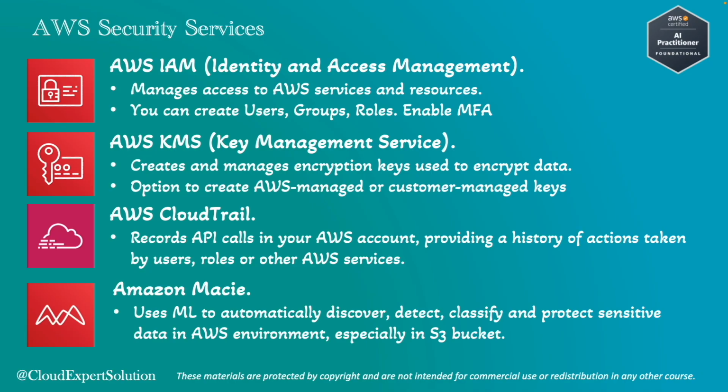Then we have Amazon Macie. Amazon Macie uses machine learning to automatically discover, detect, classify, and protect sensitive data in AWS environments, especially in S3 buckets. It can detect PII data like credit card number, SSN, debit card number, credit card expiry date, and all other PII data. So if you have PII data in your S3 bucket, you can enable Amazon Macie to detect, classify, and protect that sensitive information.